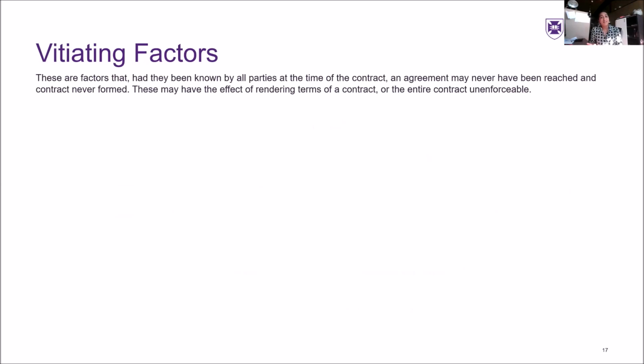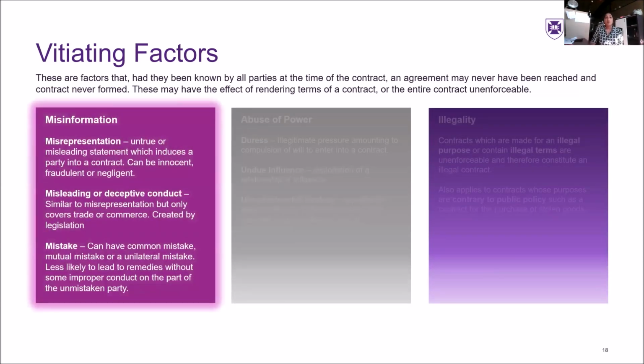So even if we do have a validly formed contract, it can nevertheless be avoided as a result of a number of possible vitiating factors. Tends to be that most of these vitiating factors are going to involve some form of unfair or unconscionable dealing by one of the parties, and therefore will have the effect of rendering maybe the terms or maybe the whole contract unenforceable. So one of the big ones in terms of vitiating factors as a category is misinformation.